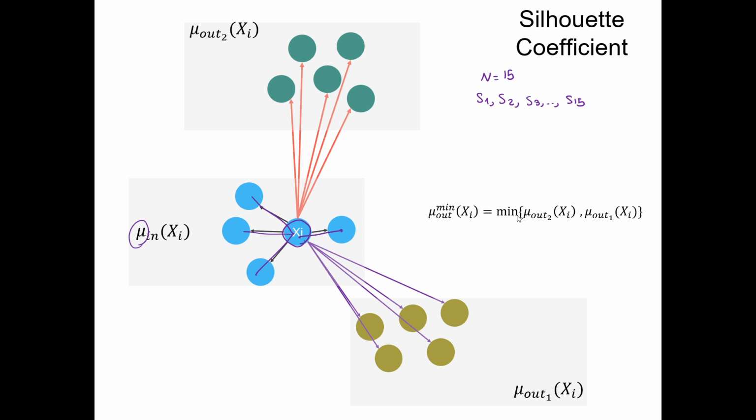Any idea? Come on, we don't have much time. Just give me your general thoughts. Why are we using minimum one? I'm not going to move on until one of you tells me one thing, even if it's wrong. Why are we using minimum one?